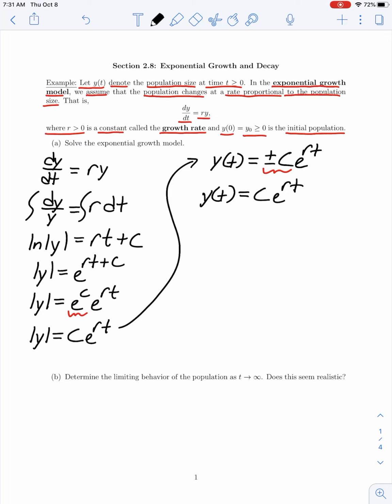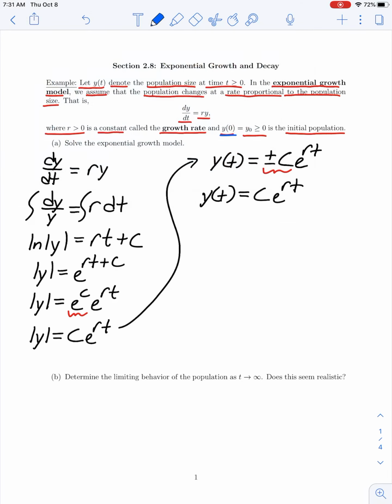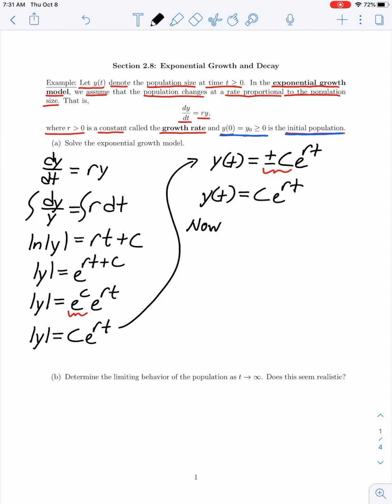And we now need to find the constant c that satisfies the initial condition we had, where y of 0 was equal to y naught, which was our initial population. So applying that initial condition, we have y of 0 is equal to, if I substitute 0 in for t in the general solution I just had, c times e to the 0, which is just c. And the initial condition from the problem statement is that that has to equal y naught, the initial population size.